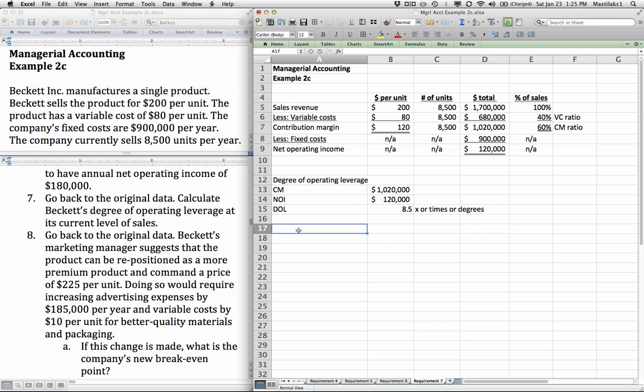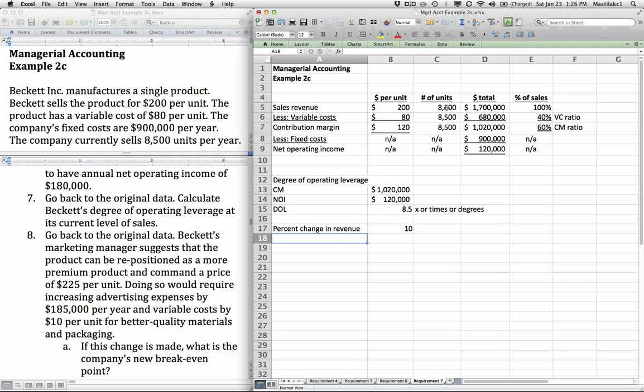Well, really what it tells us is that if we have a particular percentage change in revenue, we can take that percentage change of revenue, multiply it by our degree of operating leverage, and that'll tell us the percentage change in net operating income. So let's demonstrate how that works. So let's say, for example, what happens if we have a 10% change in revenue?